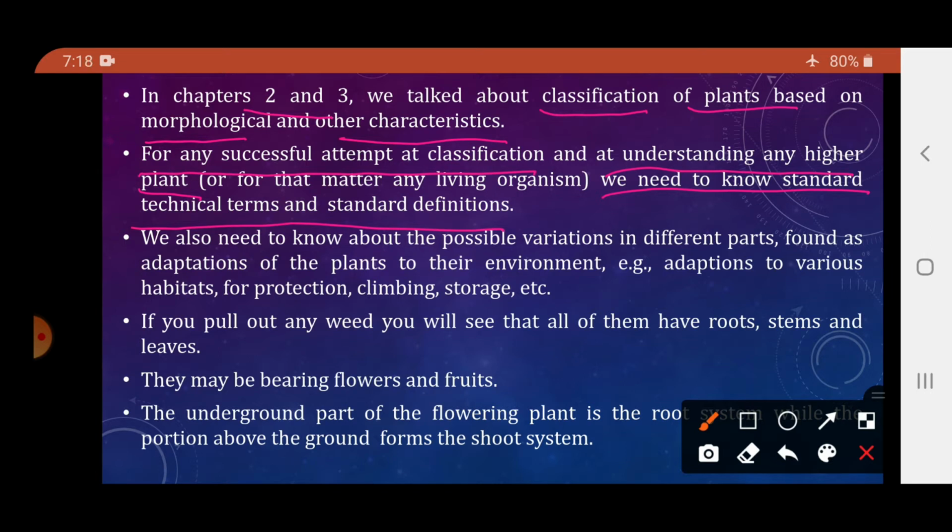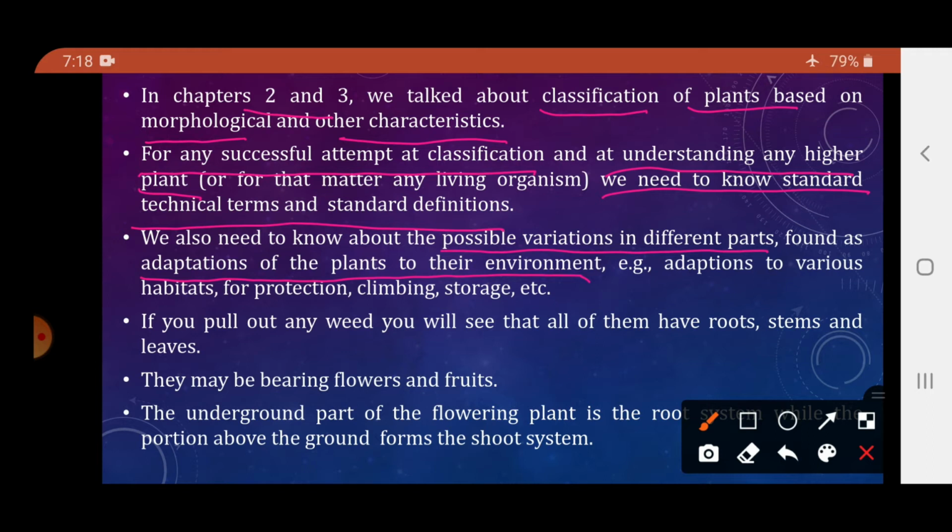We also need to know about the possible variations in the different parts found as adaptations of the plant to their environment. Now see, all the angiosperms will have stem, roots, leaves, flowers, fruits, seeds. All this will be there, but in these parts there will be certain variations. Why are there certain variations? Basically the variations are there as an adaptation to the environment.